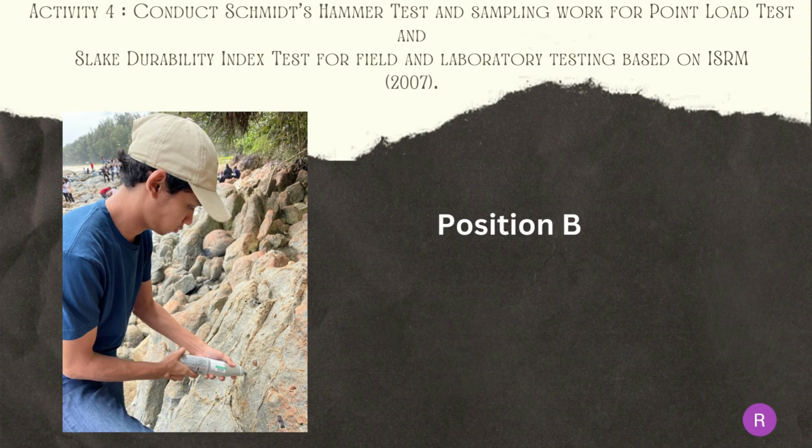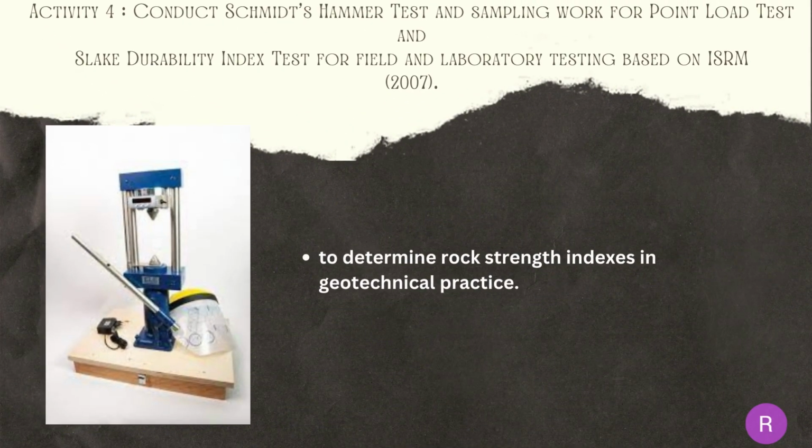This is one of my group mates, Muhammad Hazim, doing the rebound hammer test at position B, which is located at Pantai Air Papan. After we do some measurement or testing on the rock at the four locations on this trip, we need to bring back the samples, which is 10 samples, 15 samples that we need to bring back.